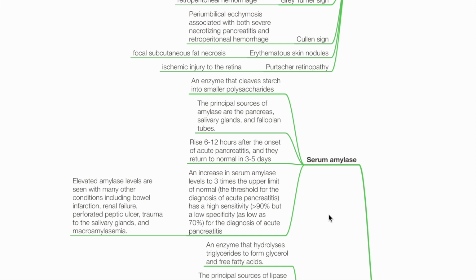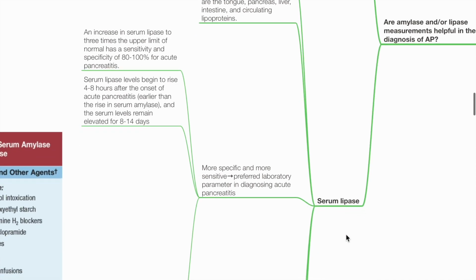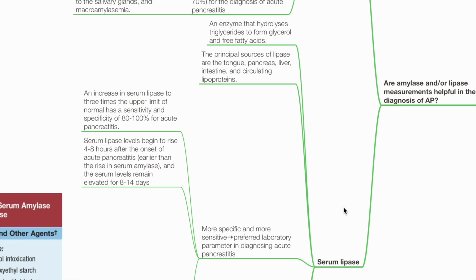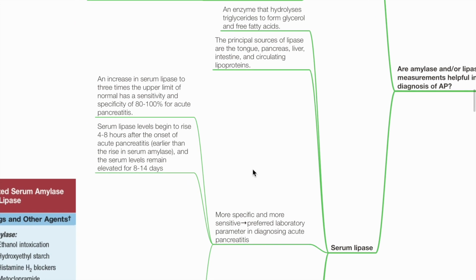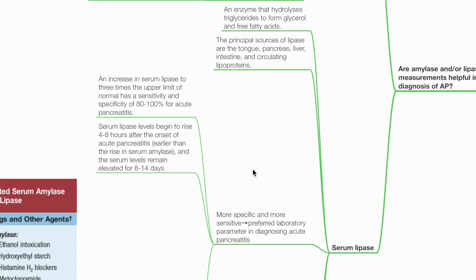Elevated amylase levels are seen with conditions such as bowel infarction, renal failure, perforated peptic ulcer, trauma to salivary glands, and macroamylasemia. Lipase is an enzyme that hydrolyzes triglycerides to form glycerol and free fatty acids. Principal sources of lipase include the tongue, pancreas, liver, intestines, and circulating lipoproteins.